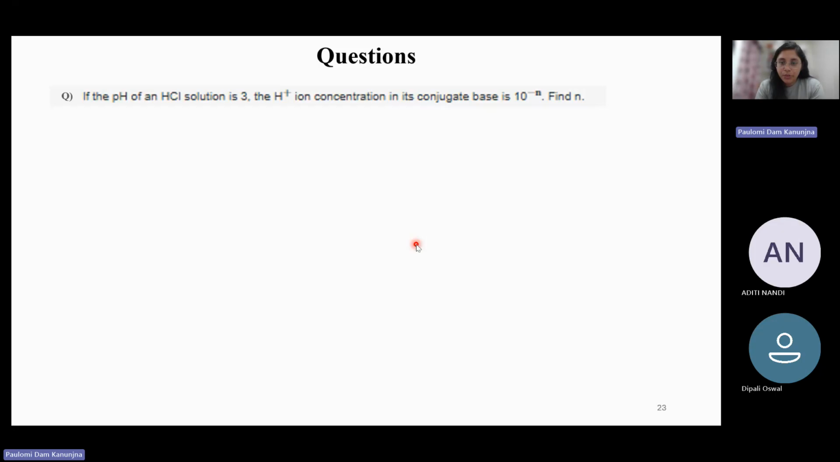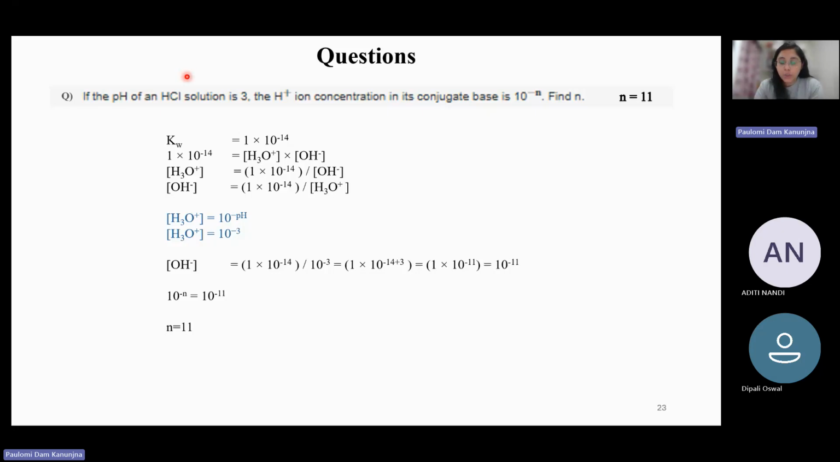Okay, let me give you the answer. This is also something that we had discussed in the class. N is 11, okay? And this is what we are doing here. The question says if pH of an HCl solution is 3, which is correct, you guys are correct. The H plus concentration in its conjugate base is 10 to the power minus n. So we are basically trying to look into the conjugate base here, right? Because we already know the pH. So pH is given to us. We know the H plus concentration. We are trying to find the conjugate base here.